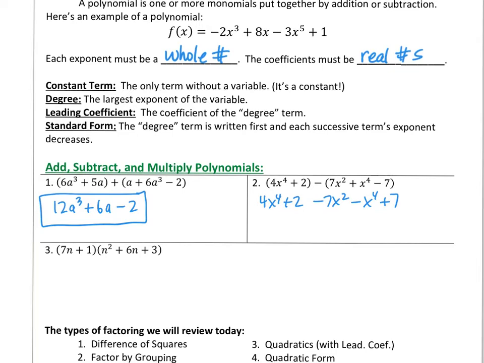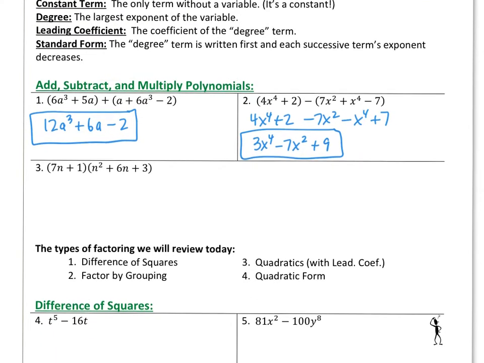That means the x to the fourth together. So let's see, that would be 3x to the fourth. There's only one x squared, so minus 7x squared, and then plus 9. So if you don't need to write that step, that's fine, but I would suggest it, especially if you're concerned about mistakes, like especially on a test.